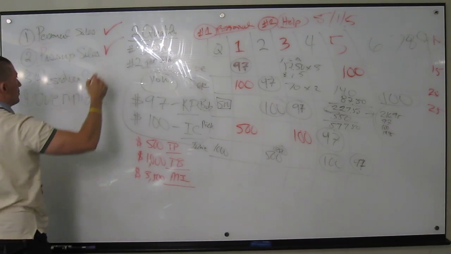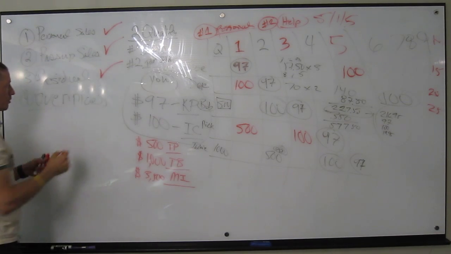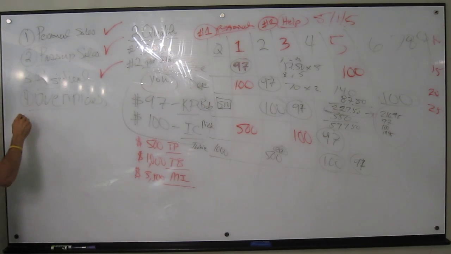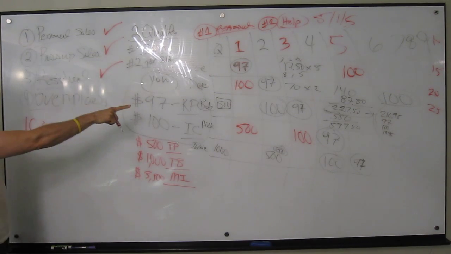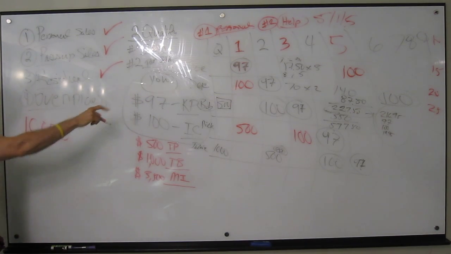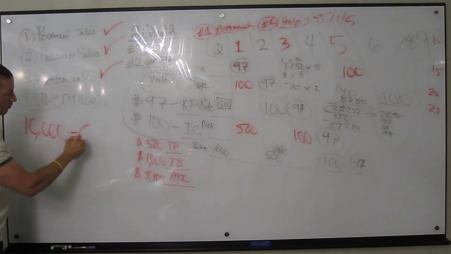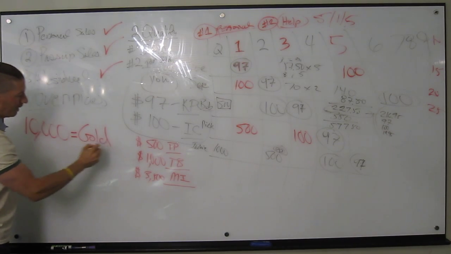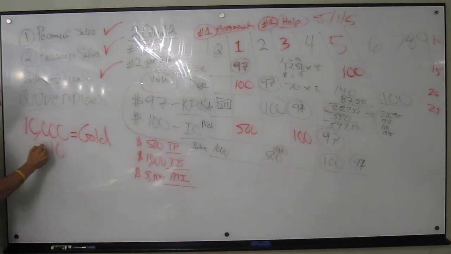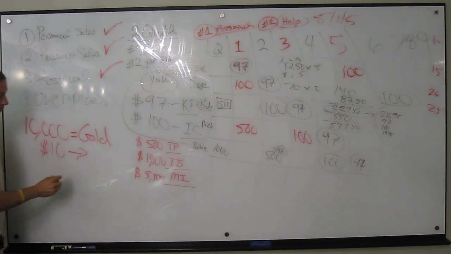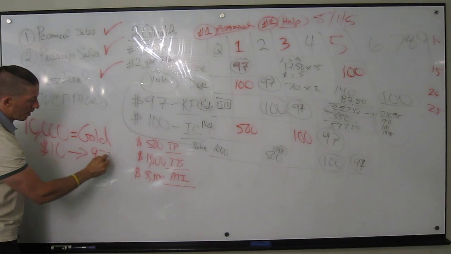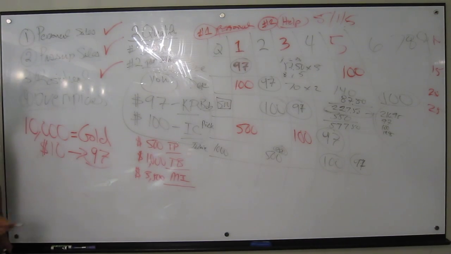I've shown the pass-up sales. I've shown the residual sales. Now here's how the overrides work. When you hit $10,000 a month off of these core products, because that's the core products, that equals the level of gold, which means you now receive $10 for everybody in your organization that has the $97 Kalatu blog.